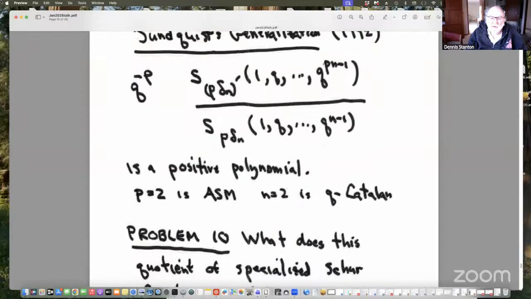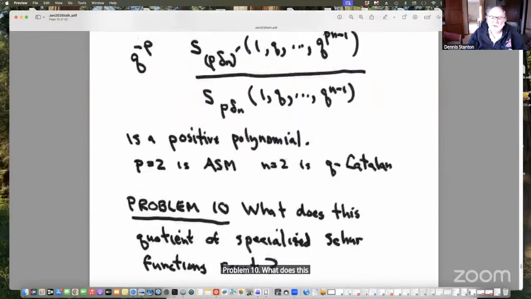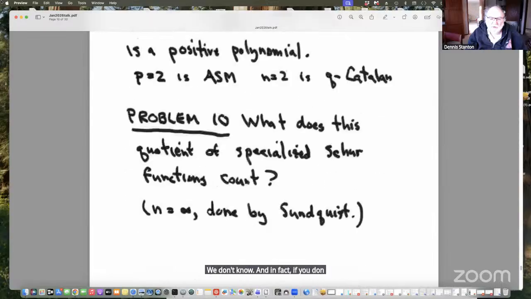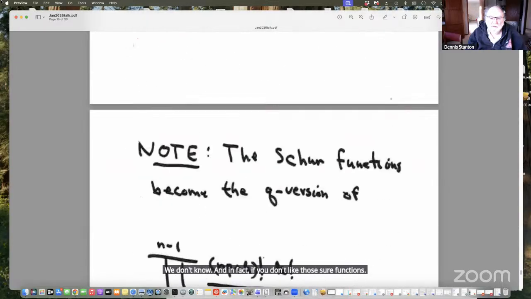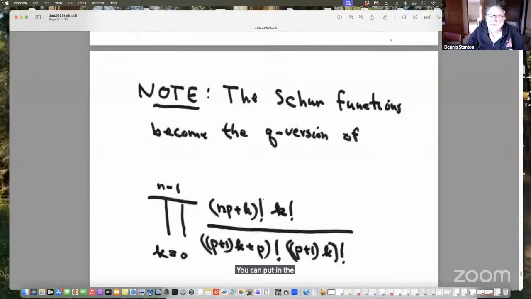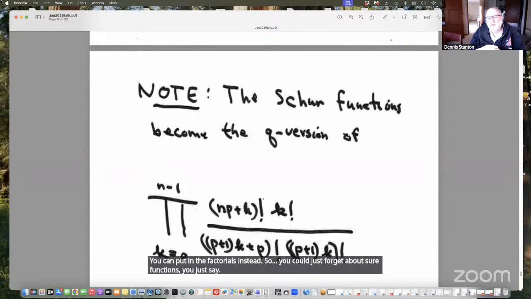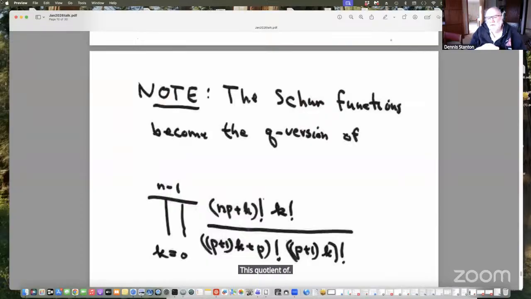Problem 10. What does this quotient of specialized Schur functions count? We don't know. And in fact, if you don't like those Schur functions, you can put in the factorials instead. So you could just forget about Schur functions. You just say this quotient of products of factorials. It's known to be an integer. The q version is known to be a polynomial, but it's conjectured that it has positive coefficients.